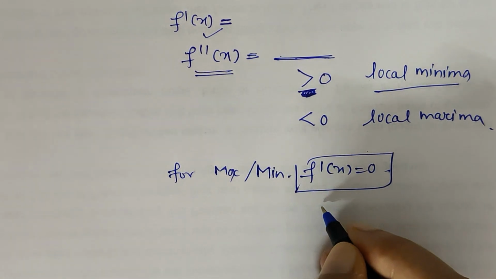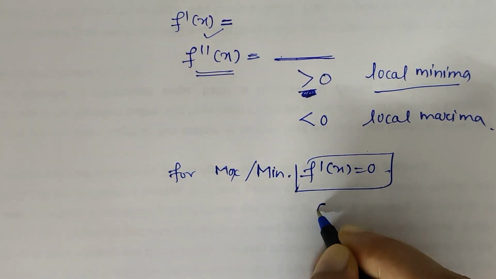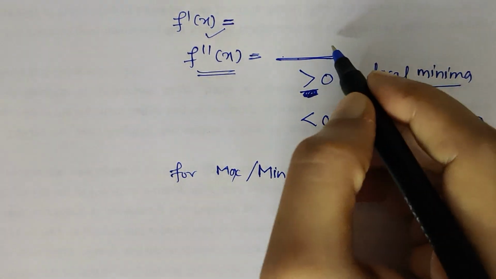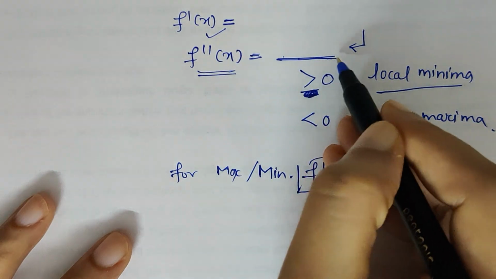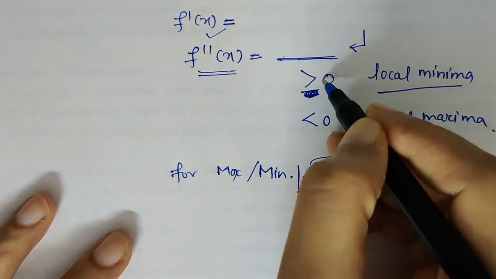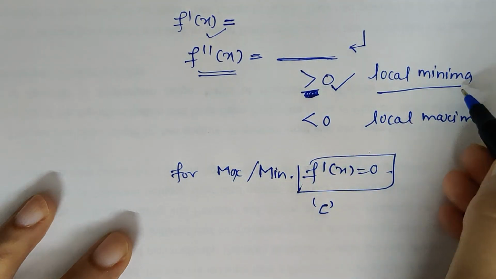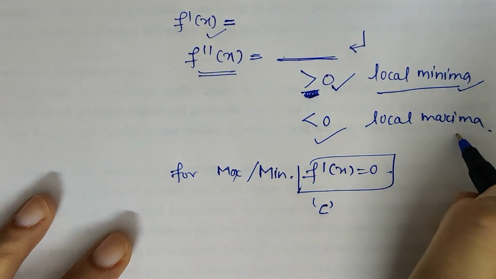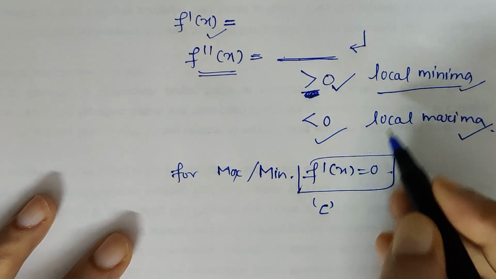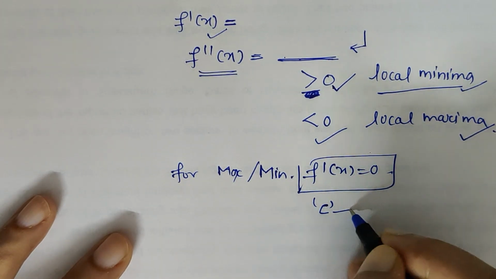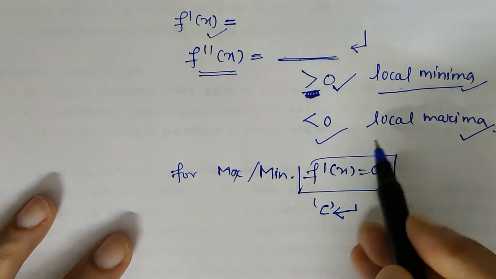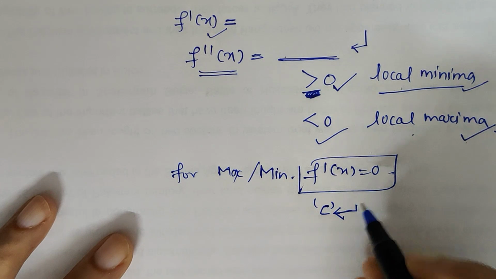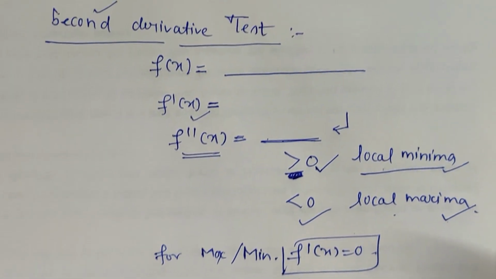Suppose I have one critical point c. I will put that critical point in the variable of the second differentiated function, and then I will check the sign. If it is greater than 0, again local minima. If it is less than 0, it is local maxima, and depending on which, we will say that the given critical point is a point of local minima or a point of local maxima. I hope this concept is clear to all.